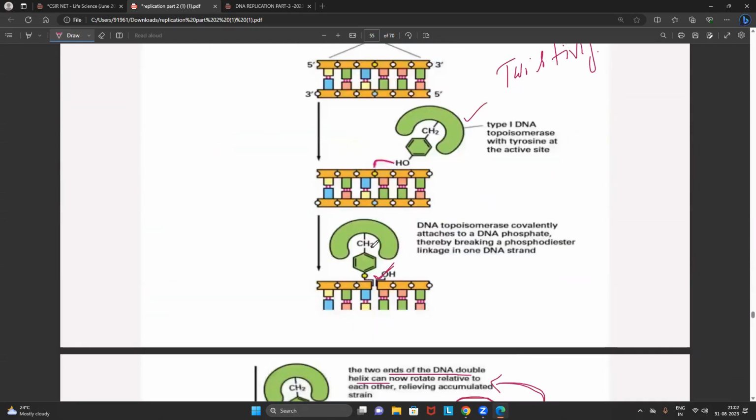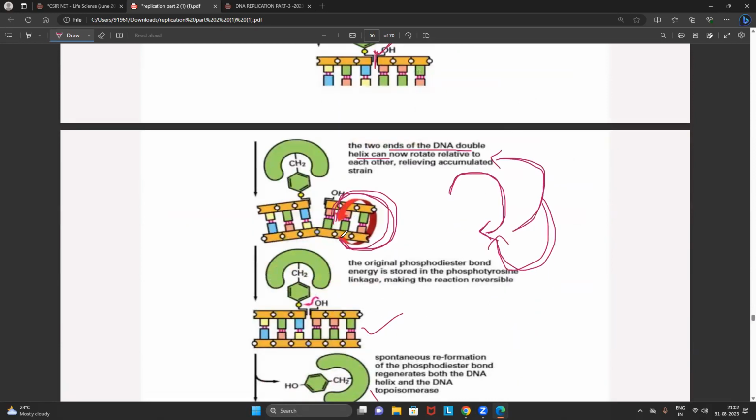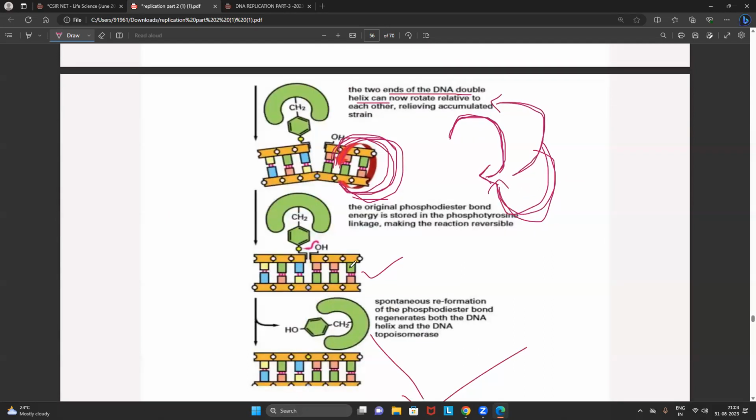But 1B, once it creates the break, it is twisting. It is rotating in such a way that whatever direction it is in, it will twist to its original direction. As a result, what happened? The coiling will be removed easily. Then the topoisomerase 1B will come out.